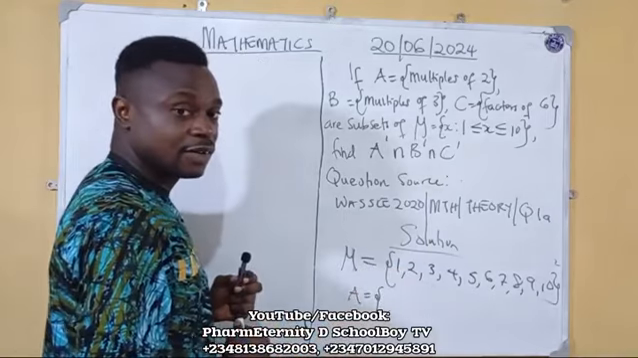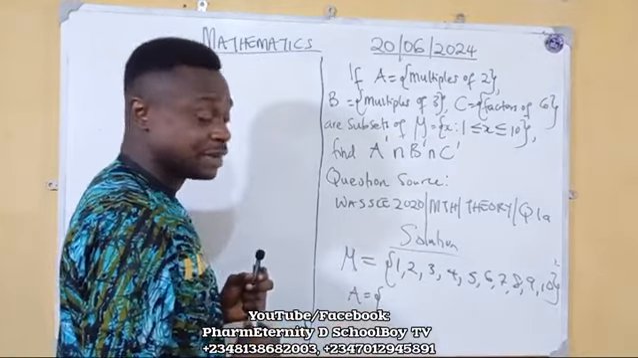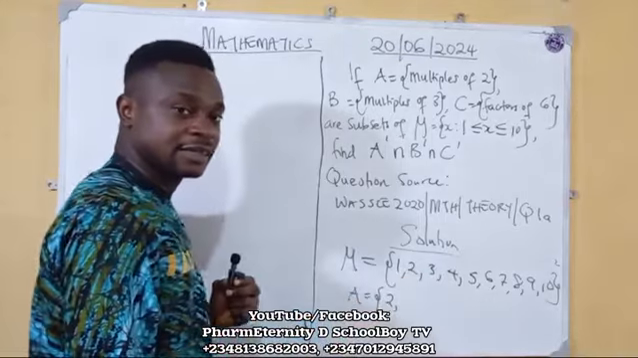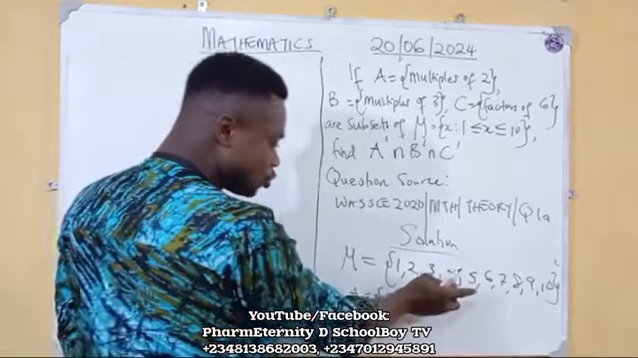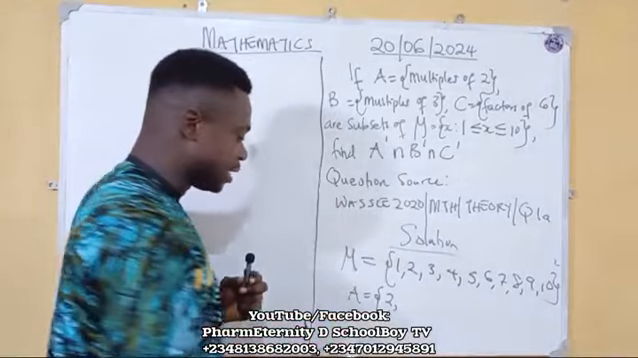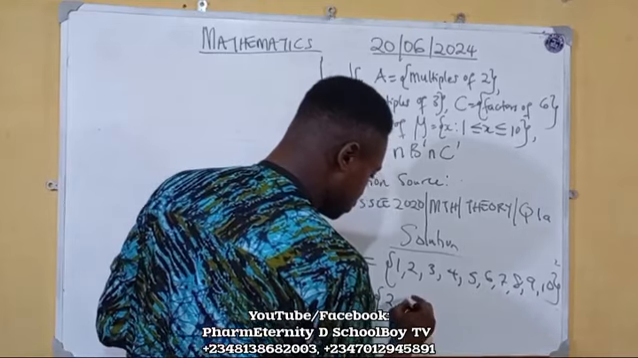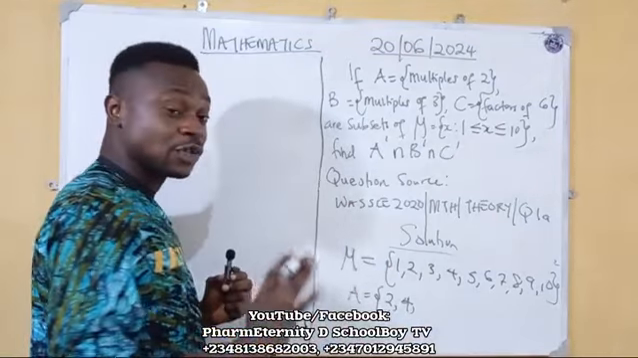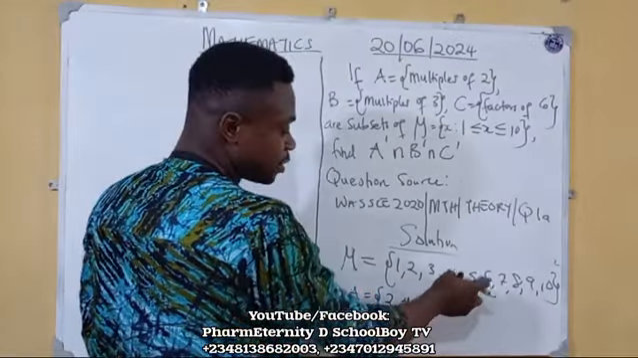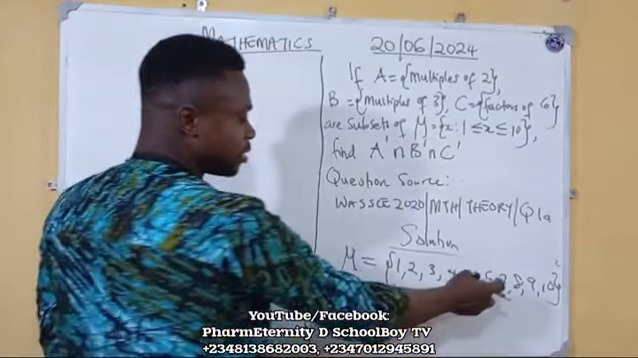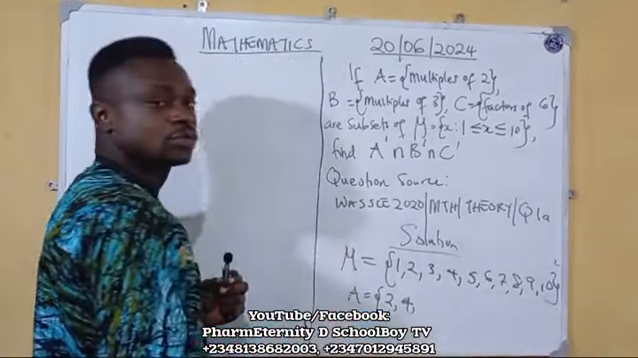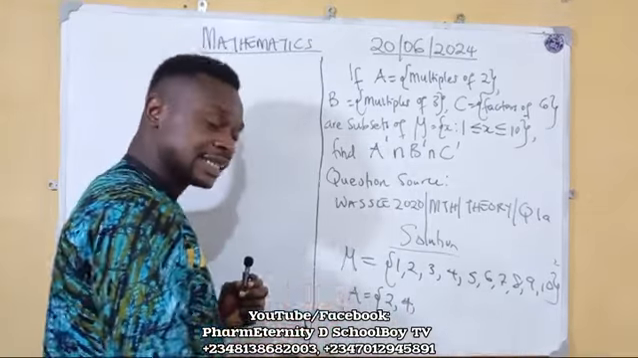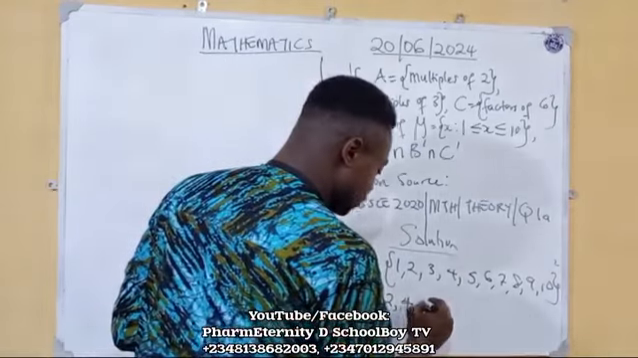2 divides itself, it is 1 without any remainder, so 2 is also a multiple of 2. 2 divides 3, there will be a remainder. 2 divides 4 is 2, no remainder. So 4 is a multiple of 2. 5 divided by 2, there will be a remainder. So 5 is not a multiple of 2. Now, 6 divided by 2 will give you 3 remainder 0. So 6 is a multiple of 2.